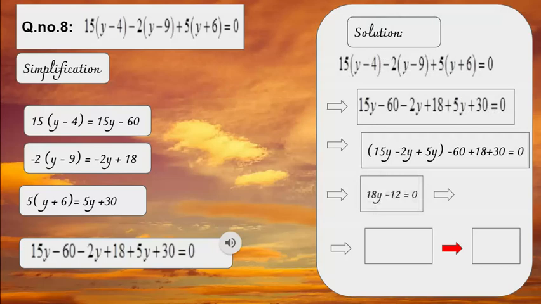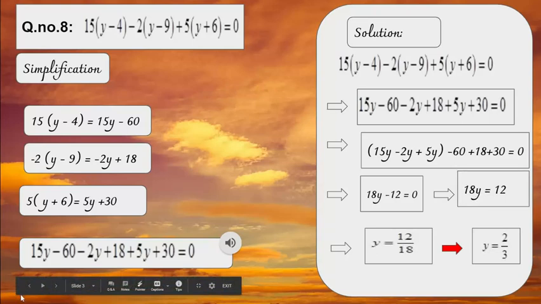Now we have to shift minus 12 to the right side. Right side only 0 is there. So it will shift as plus 12. So 18y is equal to 12. So therefore y is equal to 12 upon 18. So we have to put it in simplest form. So we will get y is equal to 2 upon 3. So 12 upon 18 we can divide by 6. Means 2 sixes are 12, 3 sixes are 18. So after simplifying we are getting the value of y is 2 upon 3.